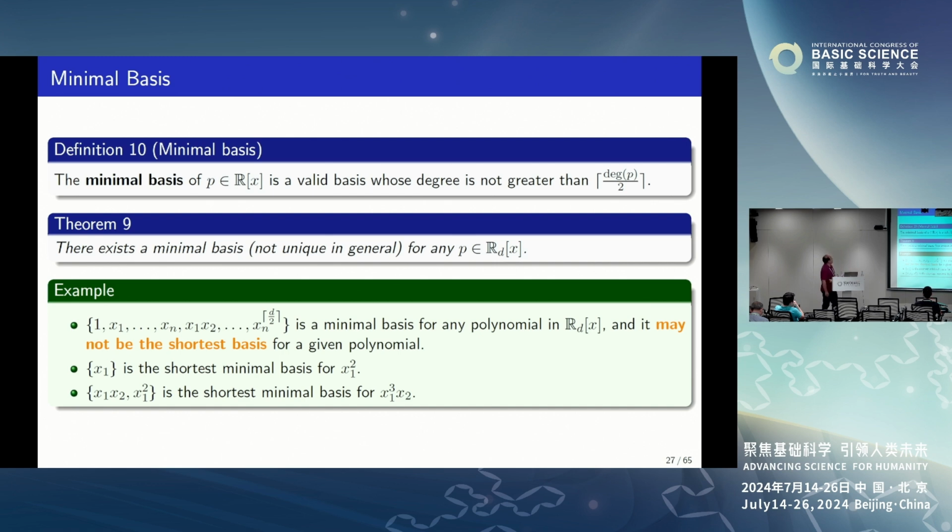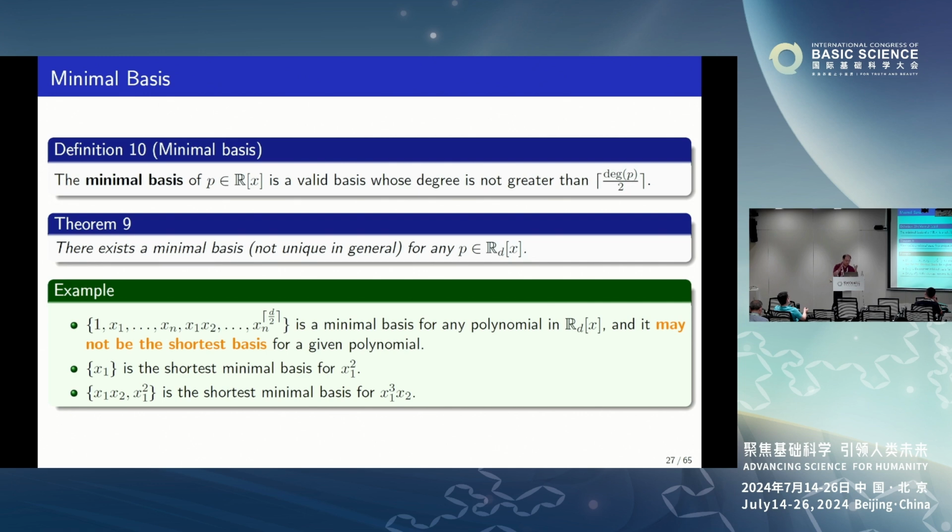So here is the minimal basis decomposition, based on the definition called minimal basis. It's a kind of basis whose degree is up to half of the degree of the total polynomial. Okay, in this case, the minimal basis always exists but is not unique. Here's an example. If we collect all monomials of degree up to half of the degree, then this is trivially a minimal basis, right? And any polynomial of degree D can be written using this, right?